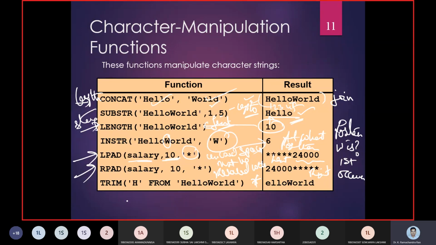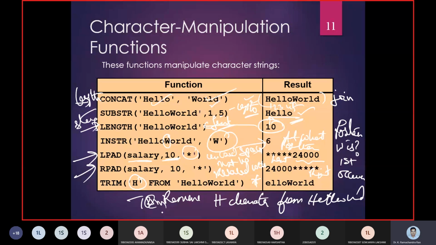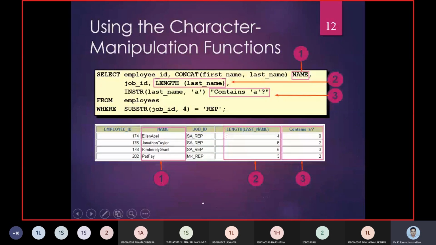Next comes, we don't want to use H in the string. That is, we want to remove the H character from hello world. If such is the thing we want, then we are going to use the TRIM function. So the TRIM function is removing the H character at this point. So we are going to use the manipulation function here.